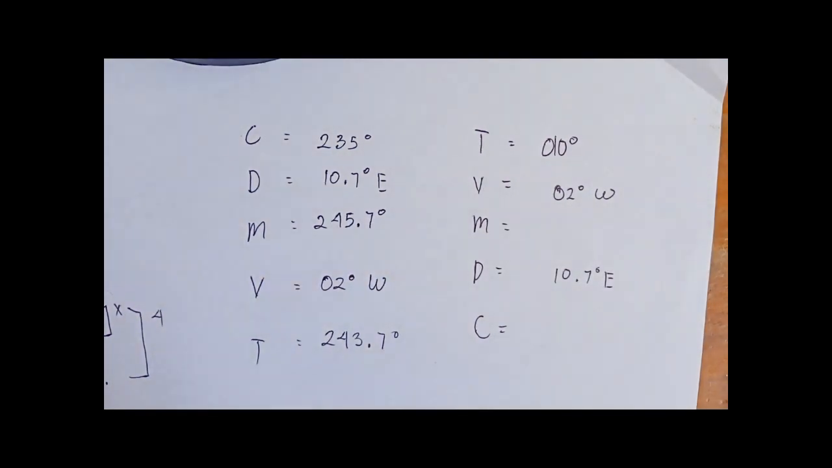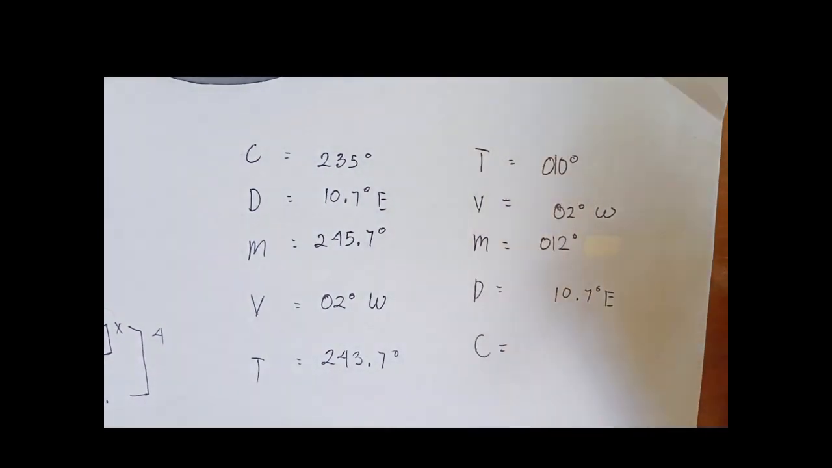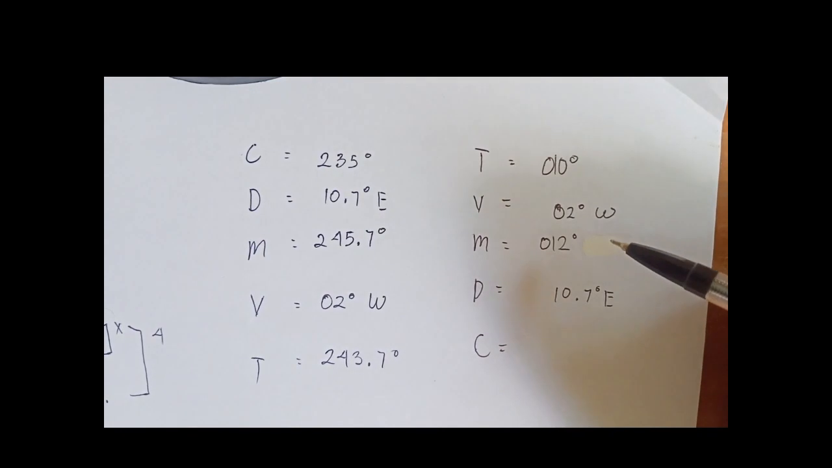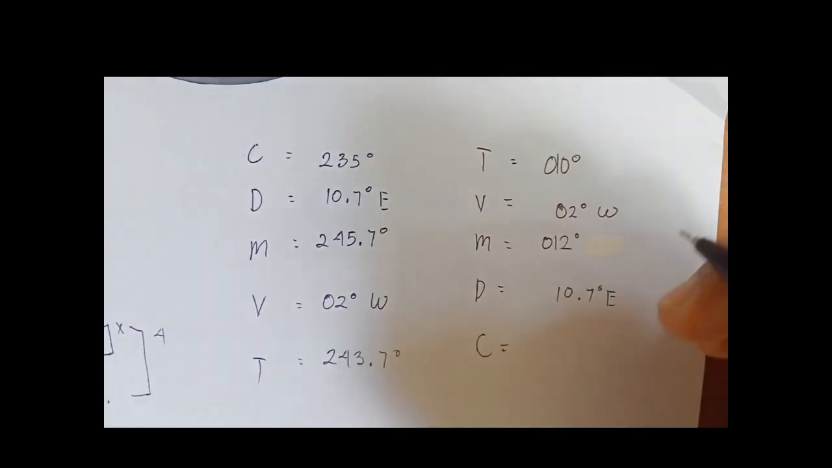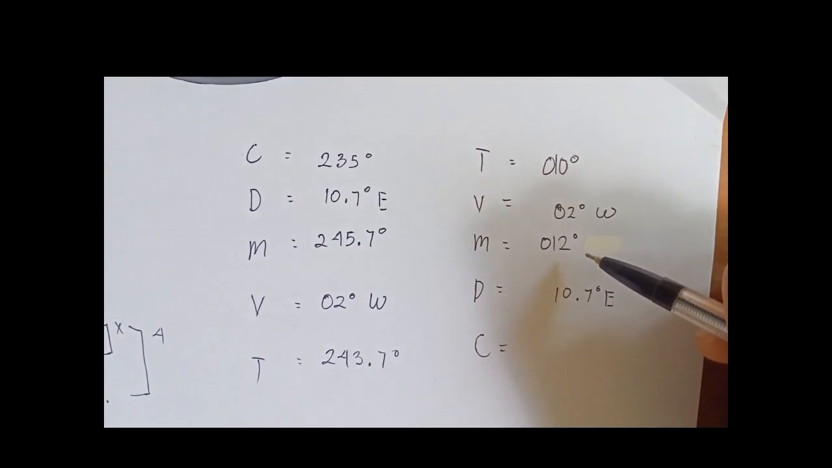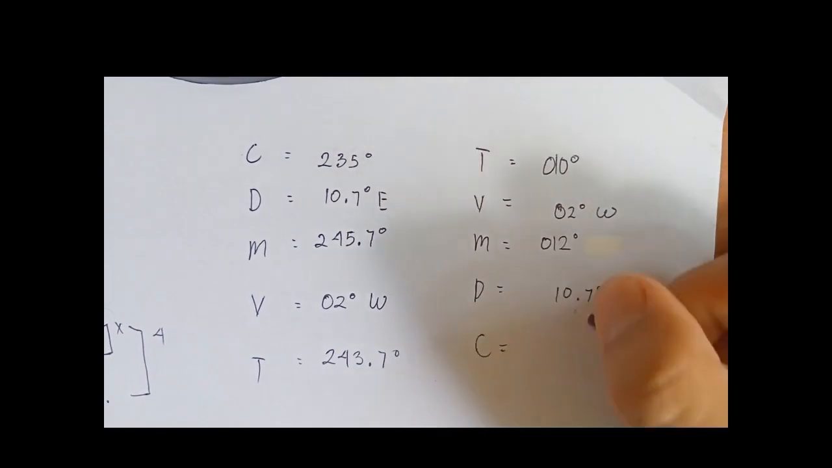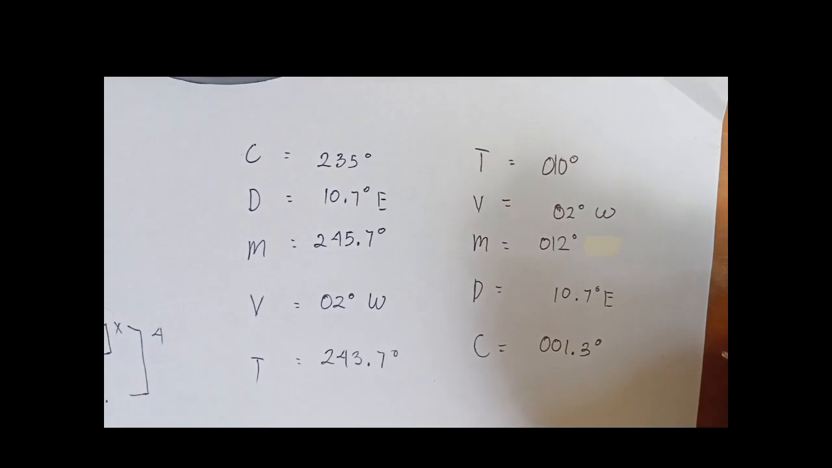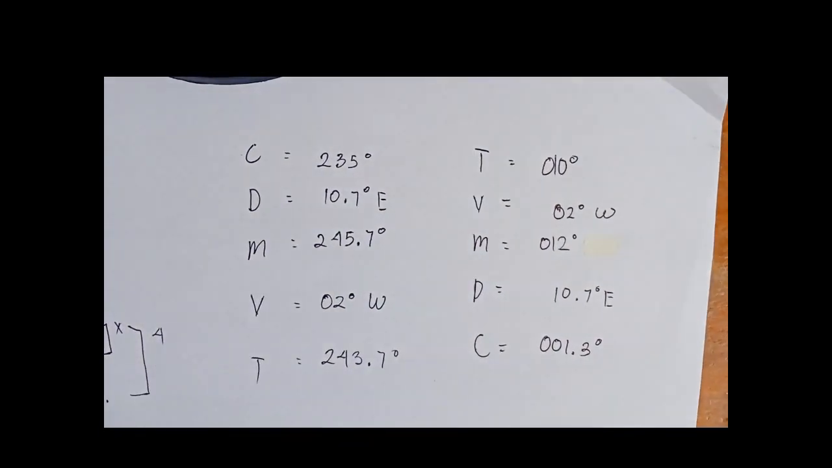10 degrees plus 2 degrees west is equal to 12 degrees. Then we can now solve the compass heading. 12 degrees minus 10.7 degrees east is 1.3 degrees. So that is our compass bearing for the charted light in Blue Buff Point.